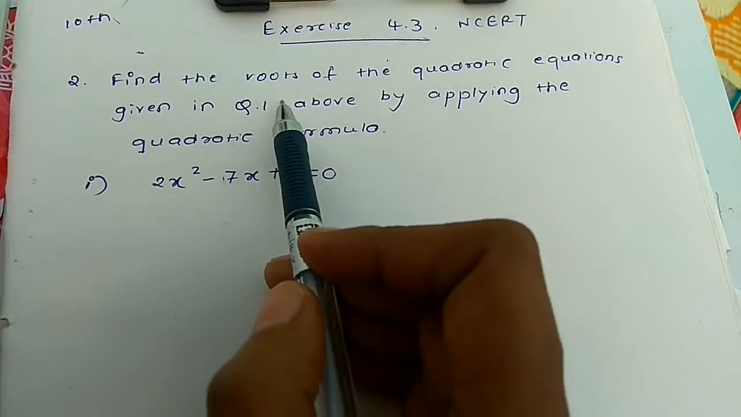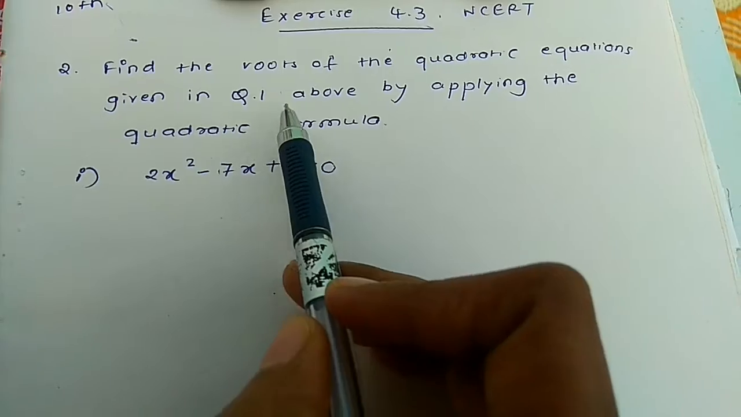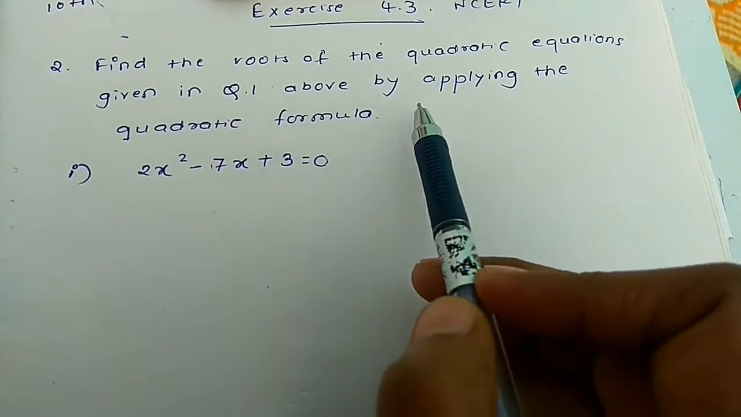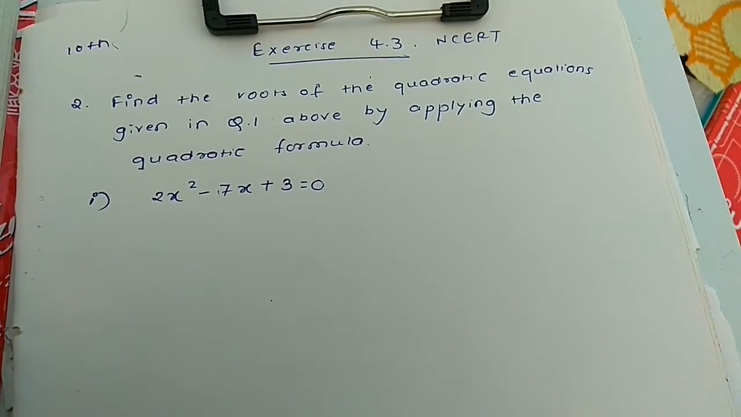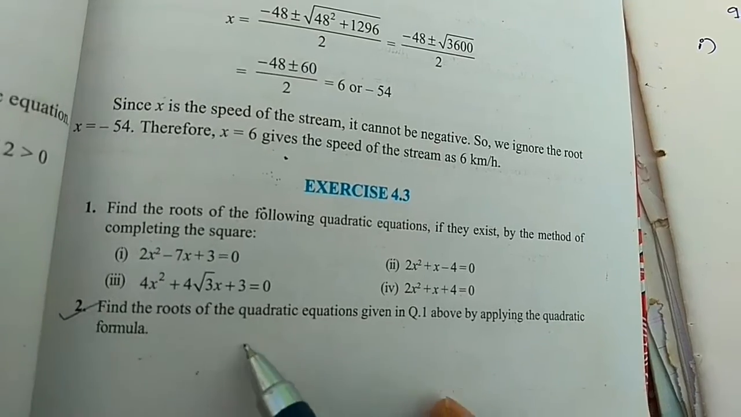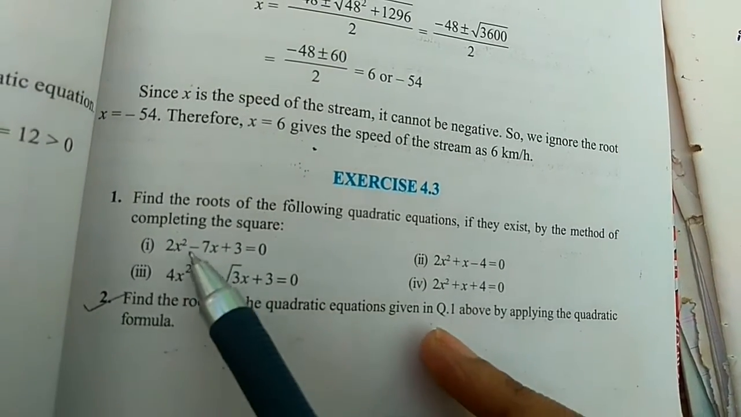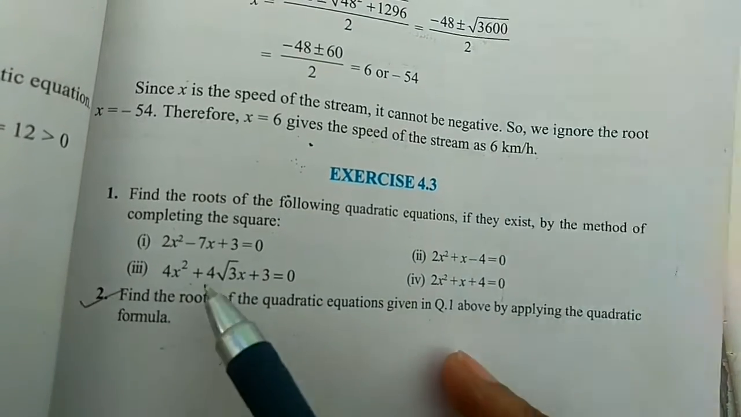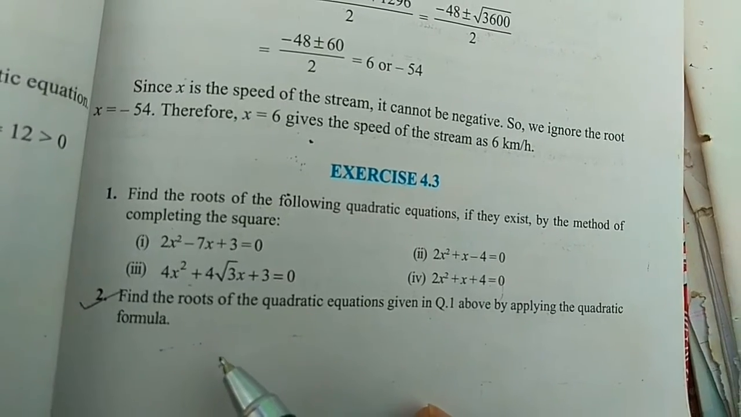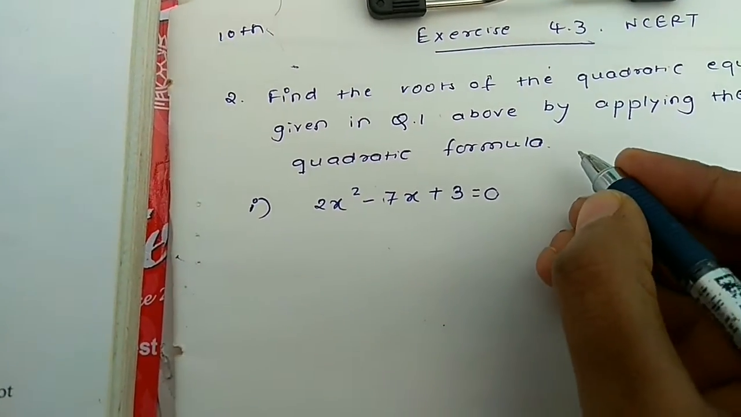So the question is: find the roots of the quadratic equations given in question number 1 by applying the quadratic formula. You can see here I have the NCERT textbook. Here is the question, and you have to find the roots of all these quadratic equations. Here you are done by the completing the square method, but here you have to use the quadratic formula. So let us start. First of all, you should know the quadratic formula.